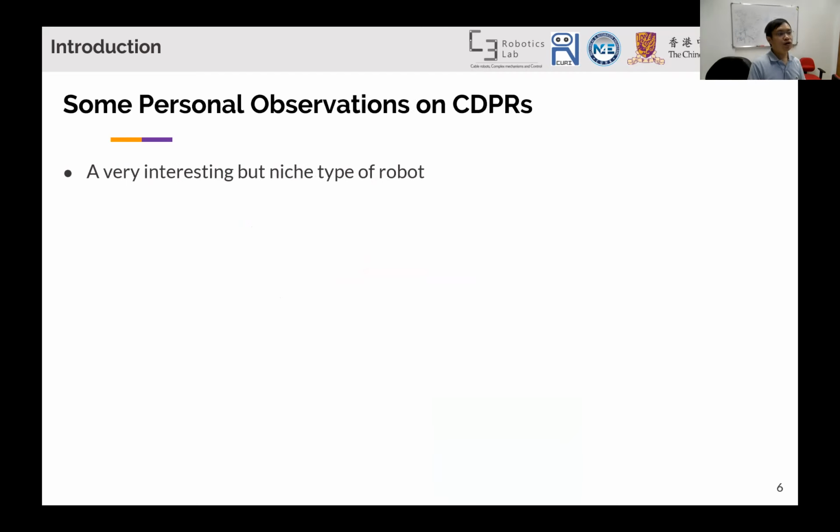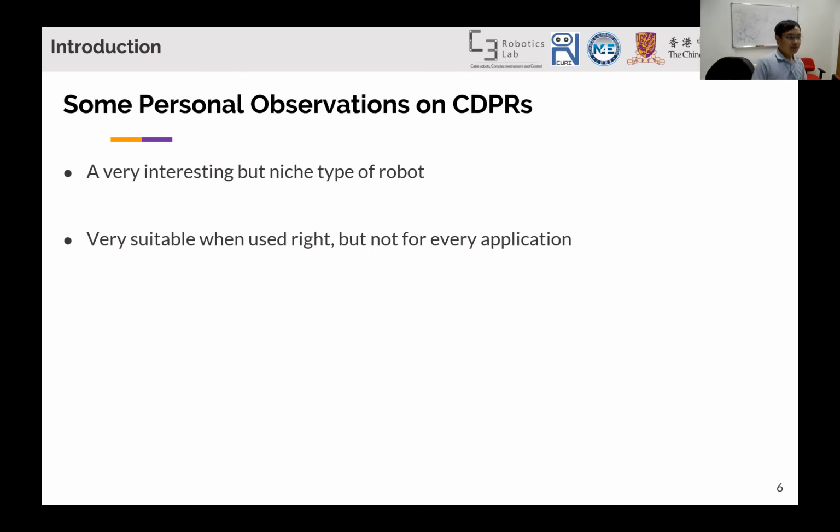Now, some of the things I've observed in CDPR work over the years. I like this type of robot. I've been doing it for many years and it's interesting, but it is a very niche type of robot. The community is not massive, but there are lots of interesting problems involved. The question is, why is it so niche and why can't it be mainstream? Part of it is that when used right, it's extremely suitable. But we don't want to make the mistake of trying to put cable robots everywhere, even when it's not suitable.